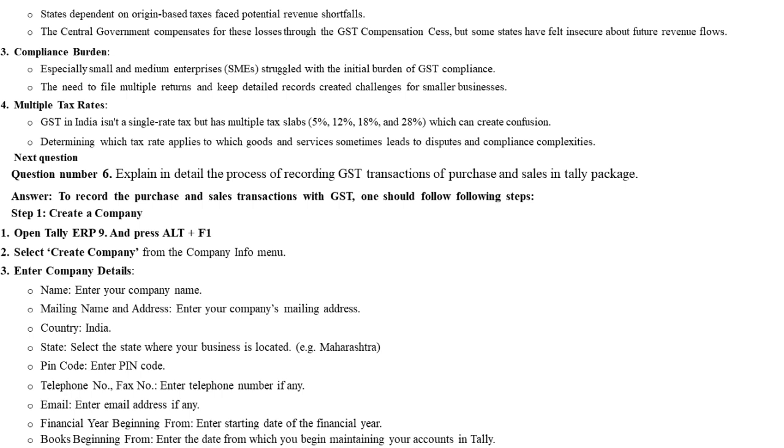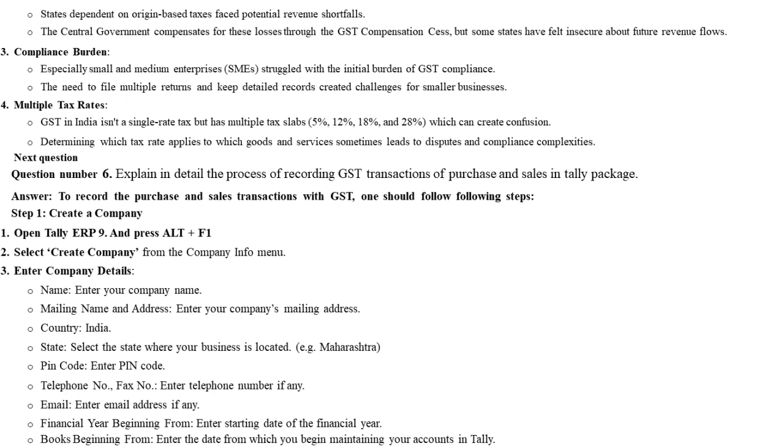1. Open Tally ERP9 and press Alt plus F1. 2. Select Create Company from the Company Info menu. 3. Enter company details. Name, enter your company name. Mailing name and address, enter your company's mailing address. Country, India. State, select the state where your business is located, e.g. Maharashtra. PIN code, enter PIN code.